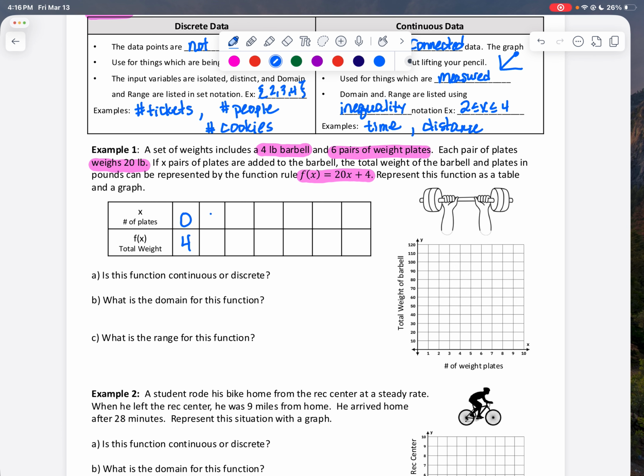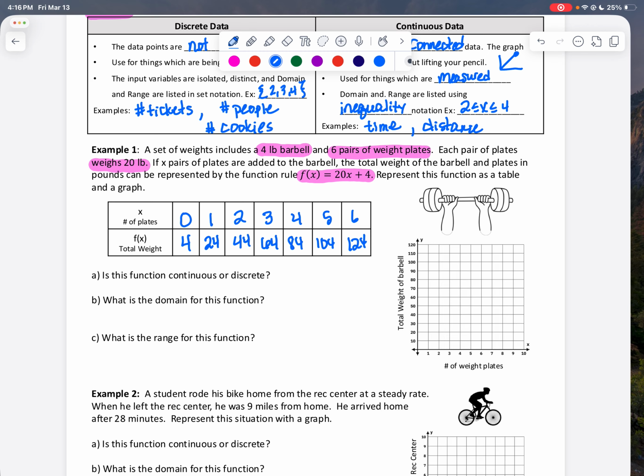Okay. What if I put on 1 pair of plates? That would be a total of 24 pounds because we do 20 times 1 plus 4, right? For 2 pair of plates, that would be 20 times 2, which is 40, and 40 plus 4 is 44. For 3 pair of plates, 20 times 3 is 60, and 60 plus 4 is 64. Hopefully you can see the pattern here now. So for 4, 5, 6, this would be 84, 104, 124.